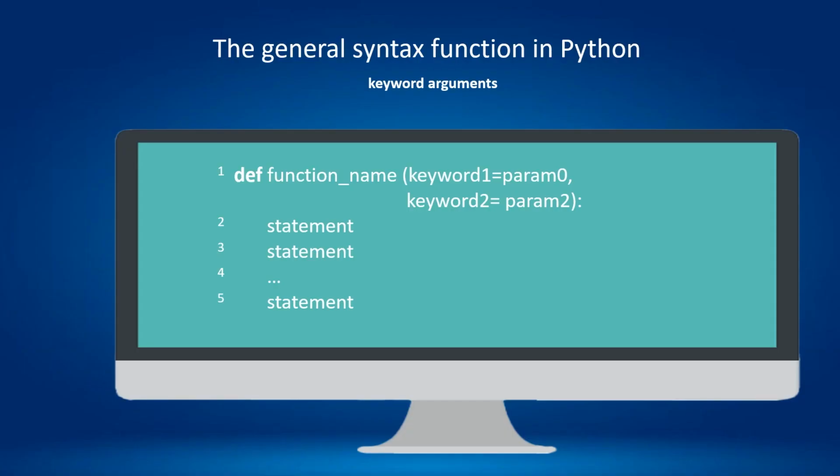Apart from positional arguments, we also have what we refer to as keyword arguments. Keyword arguments let you call a function with inputs in any order you like. So keyword arguments are really handy when the order doesn't matter much, or if you want to make your code much easier to read.